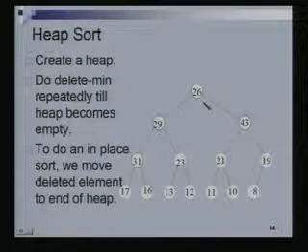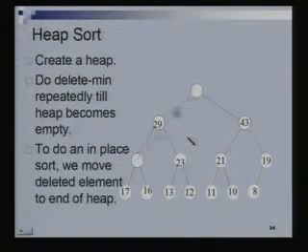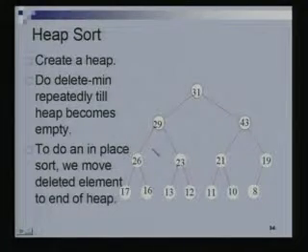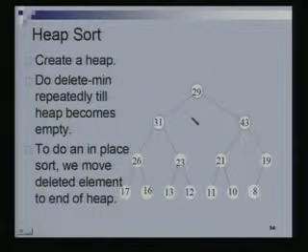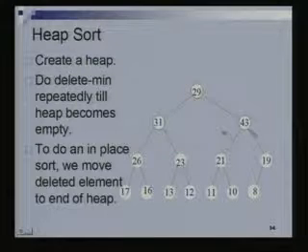So the smallest element is 26. Exchange 26 and 31. Remove it from the heap. And now ensure the heap by doing the necessary swaps. So the smaller of these two children is 29, so 29 and 31 are going to be swapped. Great. So this is a heap now.